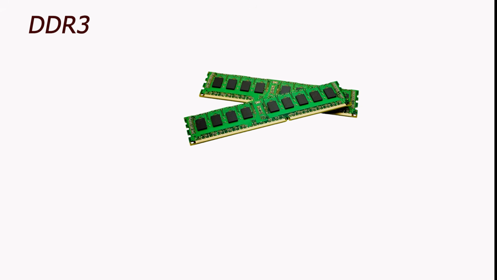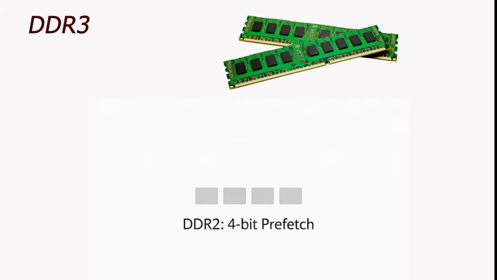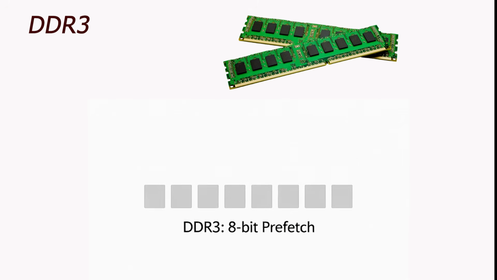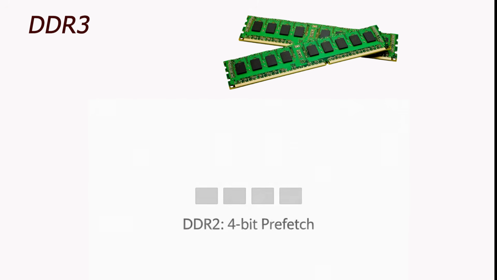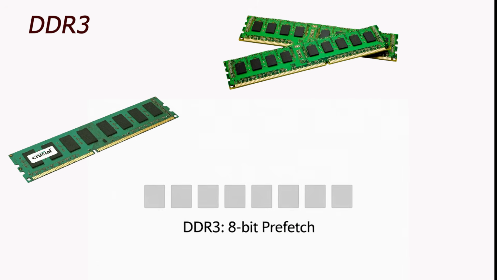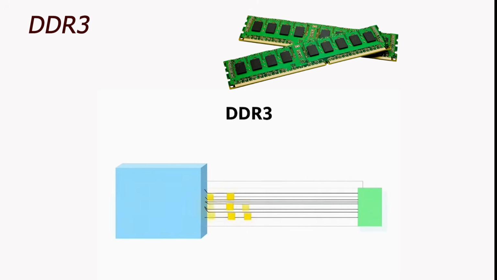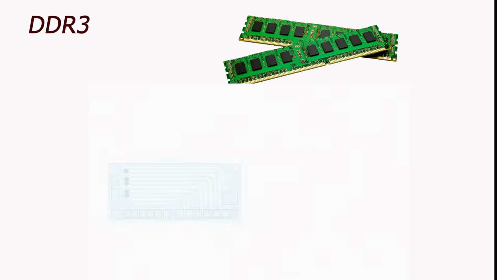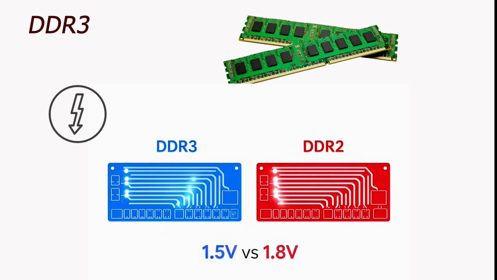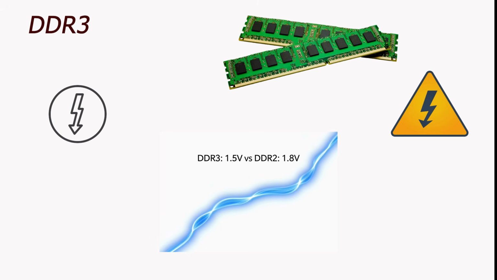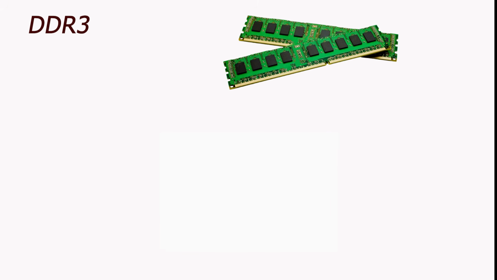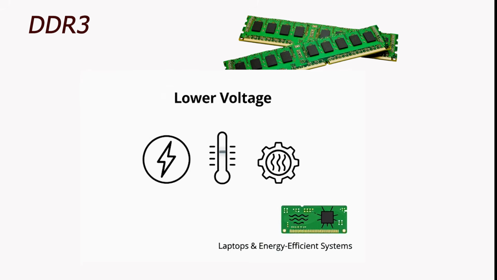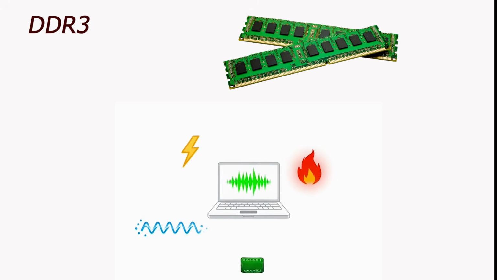DDR3. One of the most important improvements in DDR3 is its internal architecture. DDR3 uses an 8-bit prefetch architecture, which is double that of DDR2's 4-bit prefetch. This means DDR3 reads 8 bits of data at a time from the memory core and then transfers that data using double data rate signaling. DDR3 operates at a standard voltage of 1.5 volts, significantly lower than DDR2's 1.8 volts. There is also a low-voltage version called DDR3L, which operates at 1.35 volts. Lower voltage reduces power consumption, heat output, and stress on system components, making DDR3 especially suitable for laptops and energy-efficient systems.